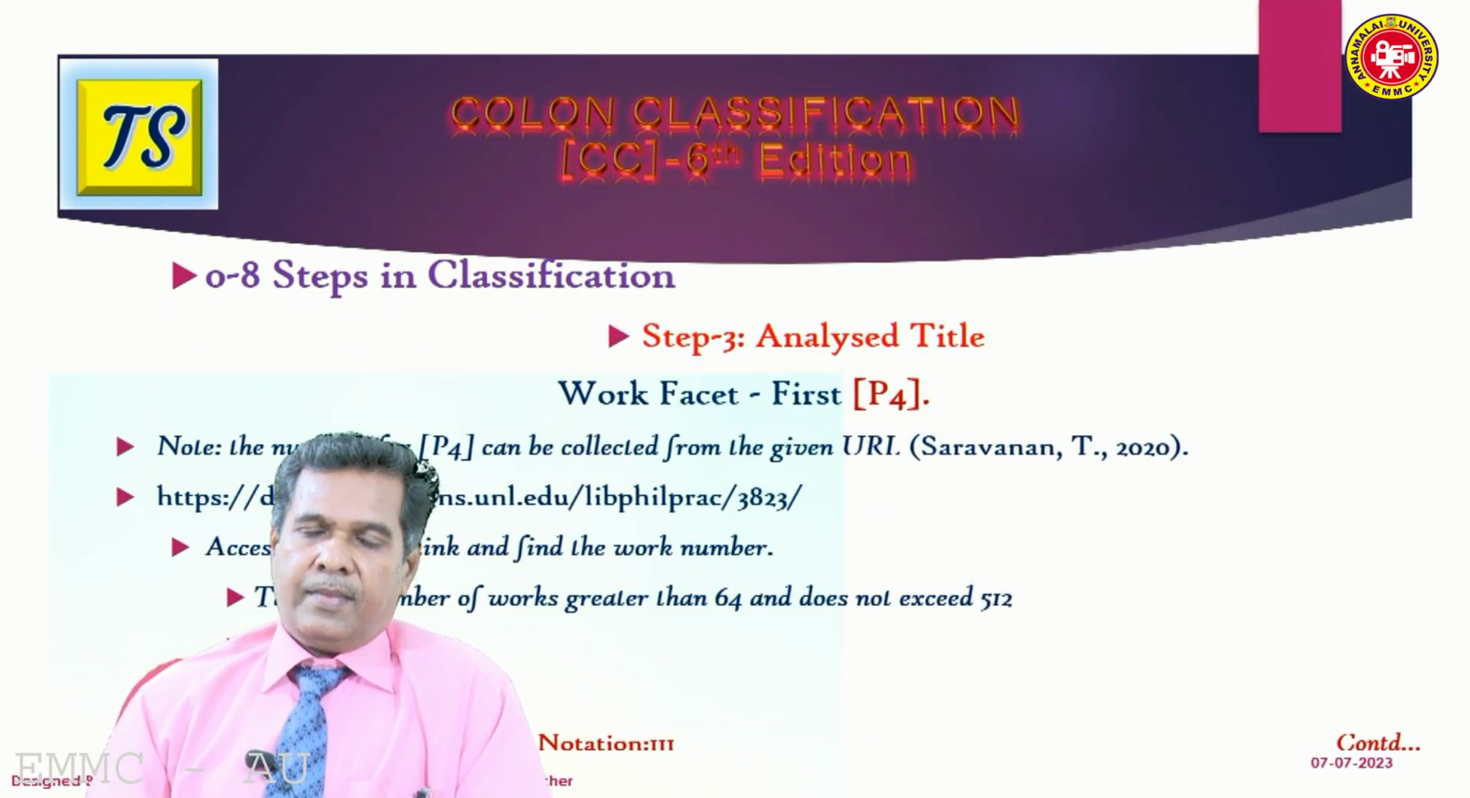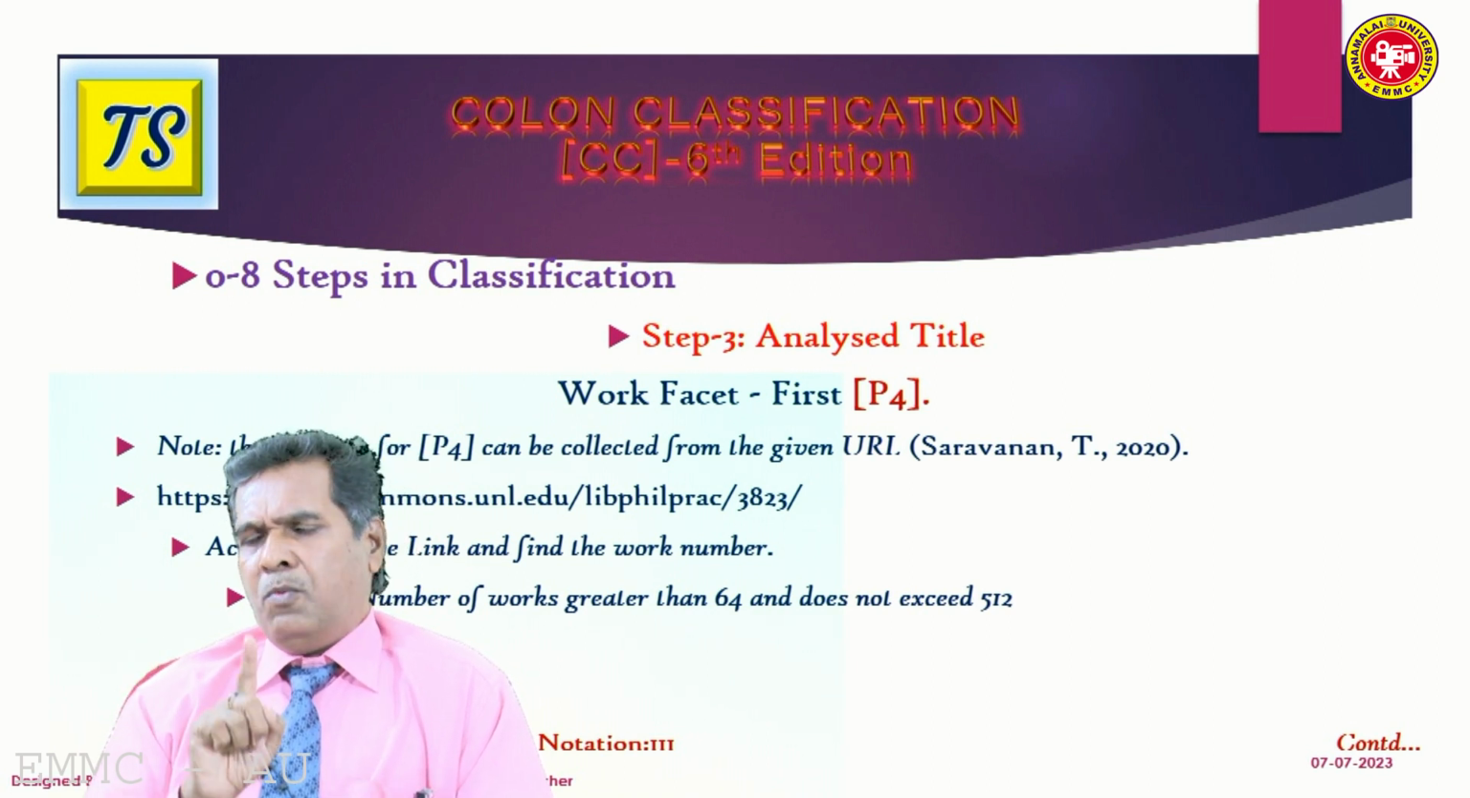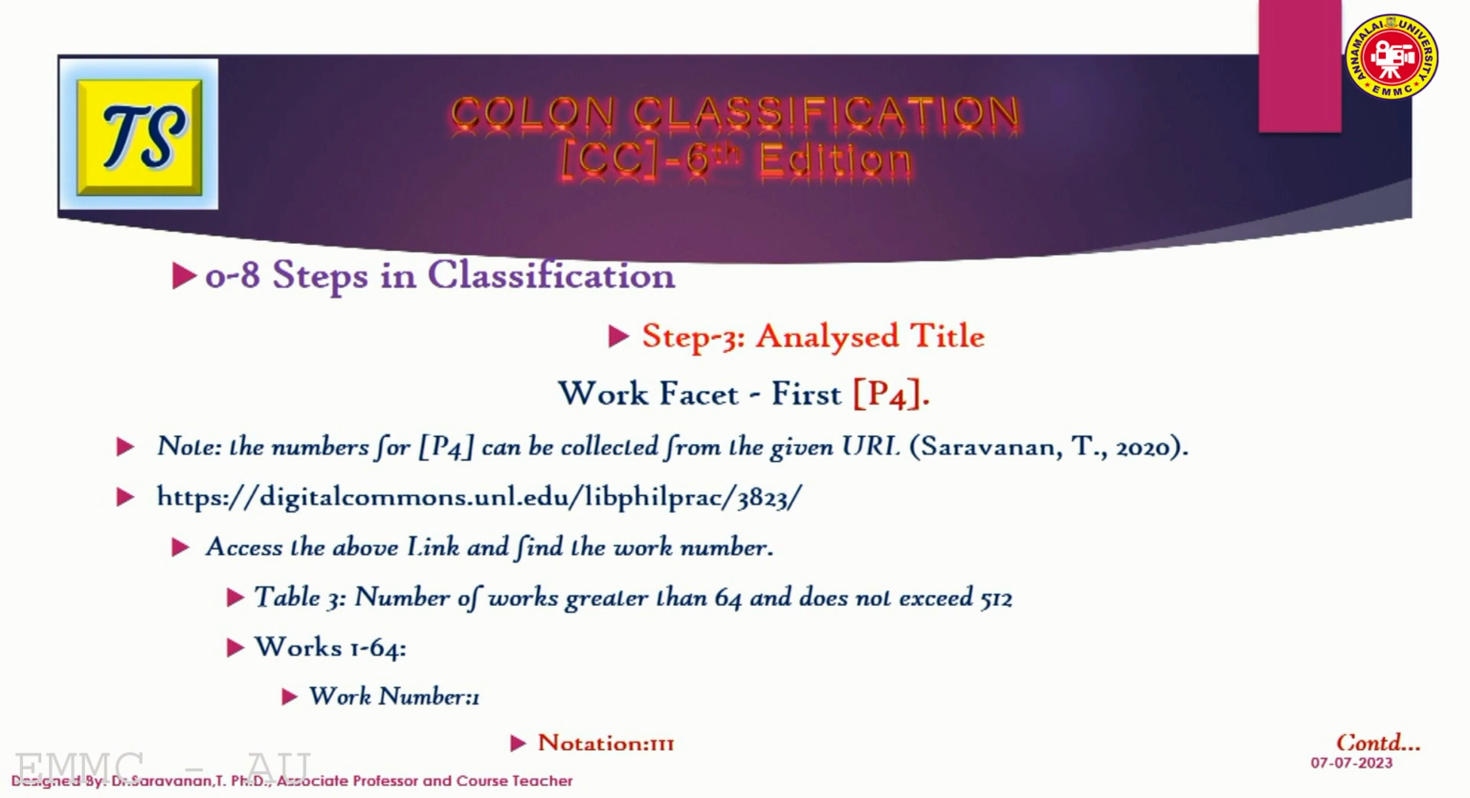Now the work facet, of course the last level of the classification process in this title. P1, P2, P3 we prepared. P4 is the work facet. Work is the first work. The Saravanan Tandram title is the first work of the author Kalki. The work number preparing methods have been explained by Ranganathan in CC, but he has not provided the notations. You can find the work numbers if you access the website link. It is provided here, where you can find table 3. This table covers author works greater than 64 and not exceeding 522.